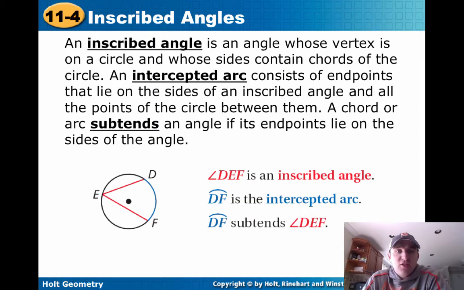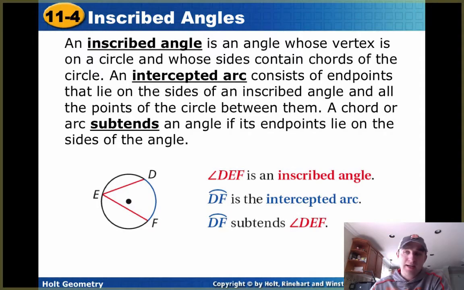Okay, first we've got an inscribed angle. It's an angle whose vertex is on a circle and whose sides contain chords of the circle. So you see DEF is an inscribed angle. Basically, we have the vertex on the circle, and these are chords of the circle as well. An intercepted arc is the arc that's formed by the angle. So the arc DF would be an intercepted arc.